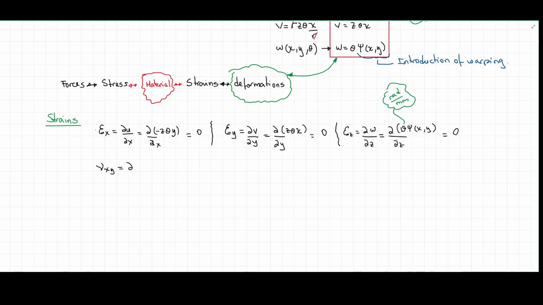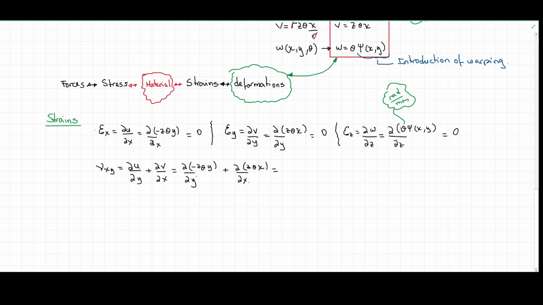is going to be equal to the derivative of this one, the complements, y plus the derivative of v by the partial derivative of x. And then, okay, let's do that. If I substitute these ones here, I know that this is going to be the partial derivative of z theta y over the partial derivative of y plus the partial derivative of v, that is this one here, z theta x divided by the partial derivative of x.